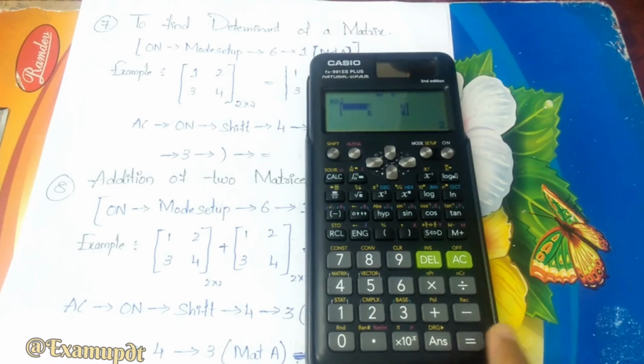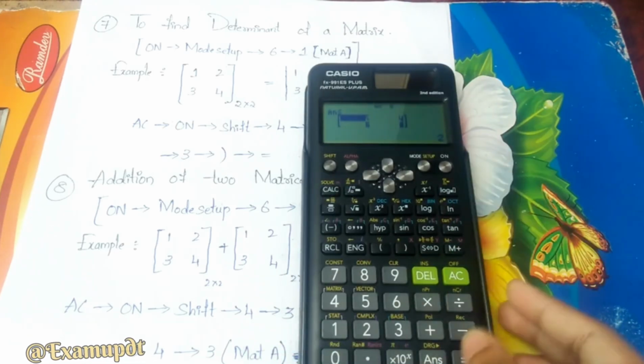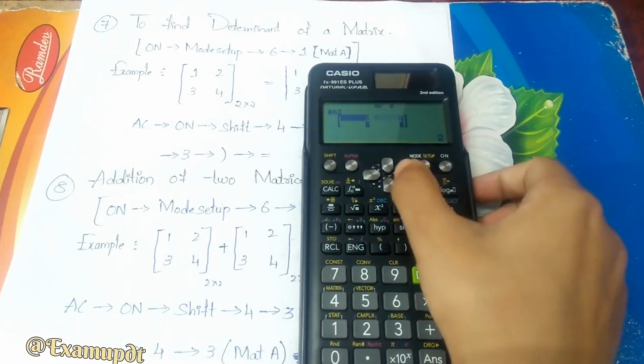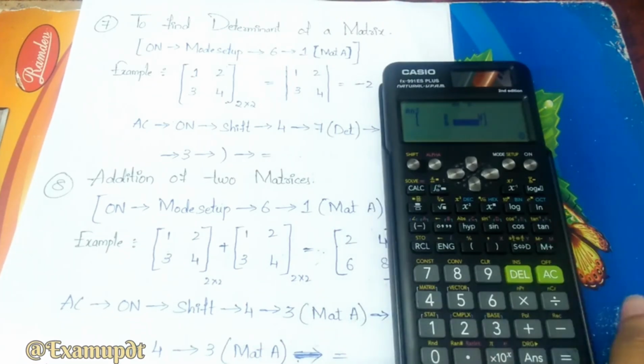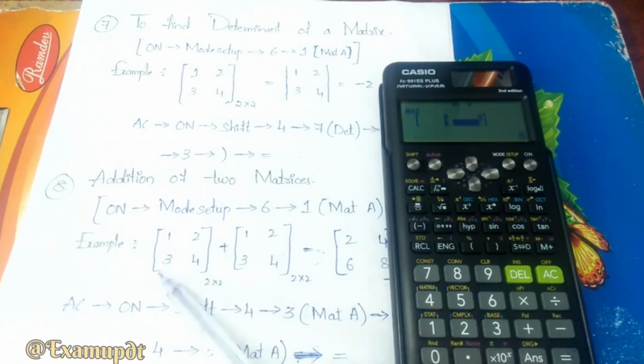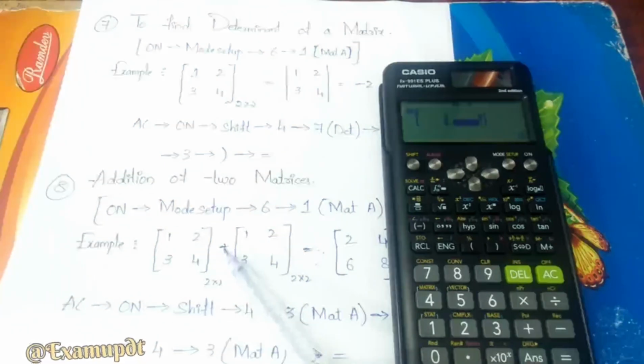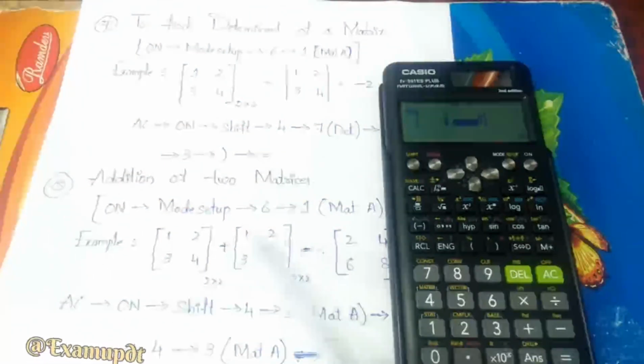So click on equals to. So you will get a matrix that is the addition of the two matrices. The answer is 2, 4, 6, 8. You can see here 1, 2, 3, 4, and we are performing the addition operation of the same matrix, that is 1, 2, 3, 4.